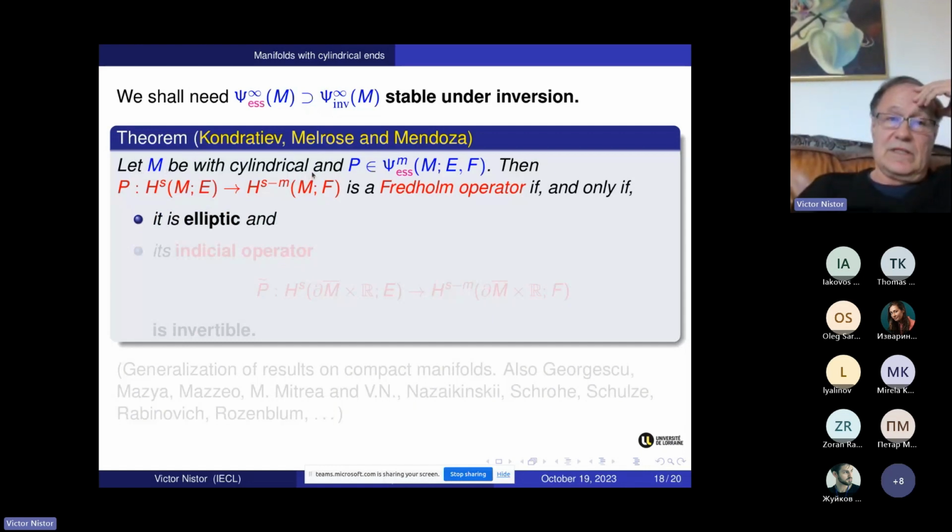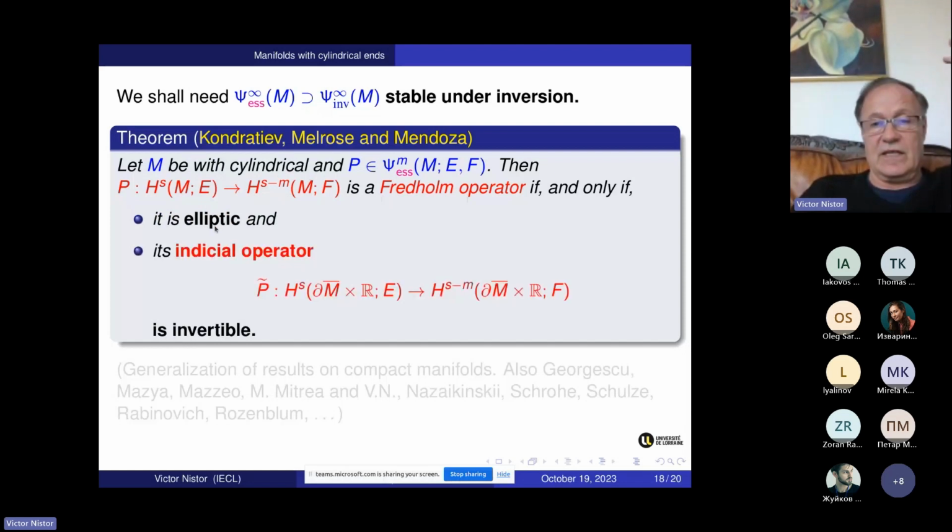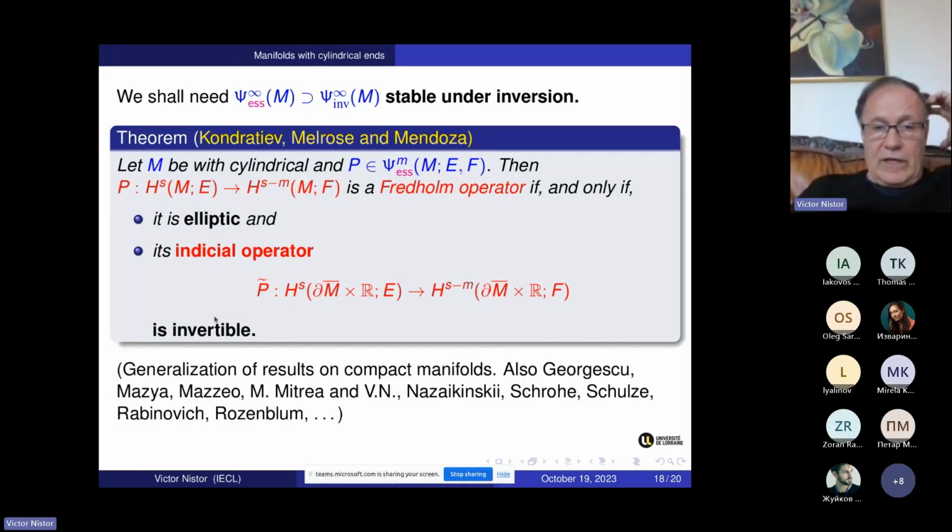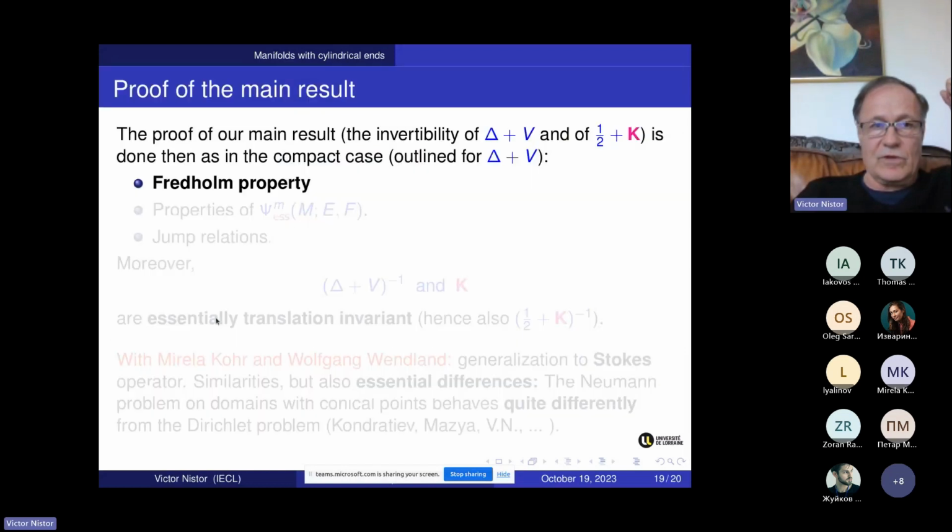Let's assume that M is a manifold with cylindrical ends, and P is a pseudo-differential operator that is translation invariant. We have that P is Fredholm if and only if it is elliptic, as is the case on compact manifolds. But we have to add the condition that the indicial operator defined before, acting on these spaces, is invertible. Okay, so this fits into the realm of spectral theory results on the essential spectrum. Again, there's a very long list of people that worked on this. I don't have time to read it.